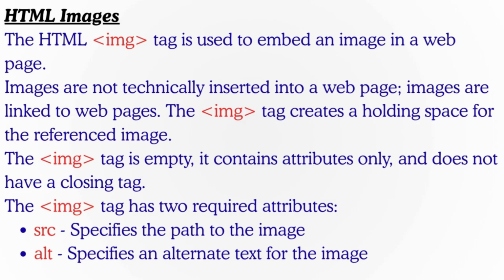Now comes HTML images. The HTML image tag is used to embed an image in a web page. Images are not technically inserted into a web page, rather they are linked to a web page. The image tag creates a holding space for the referenced image. The image tag is an empty tag. It contains attributes only. It does not have a closing tag.